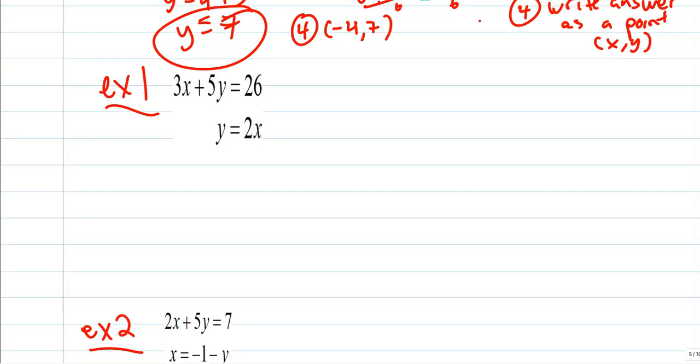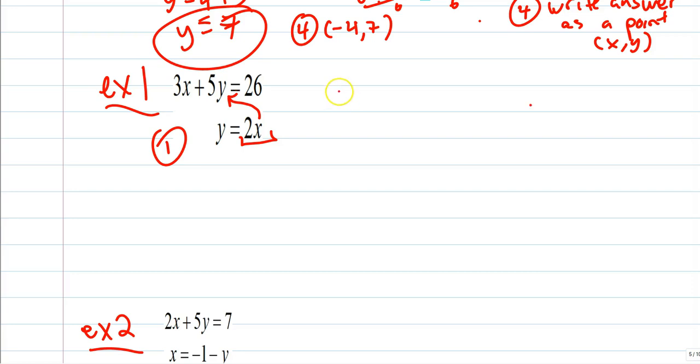This one is definitely set up for substitution. I see people that sit there and mess with this and try to graph this, and I definitely don't want to graph this. This would have a y-intercept of 26 over 5. Ugh, right? So what are we going to do? Well, step one is already done for us. y is equal to 2x. That's ready. We're going to substitute that 2x where? In place of the y in the other equation.